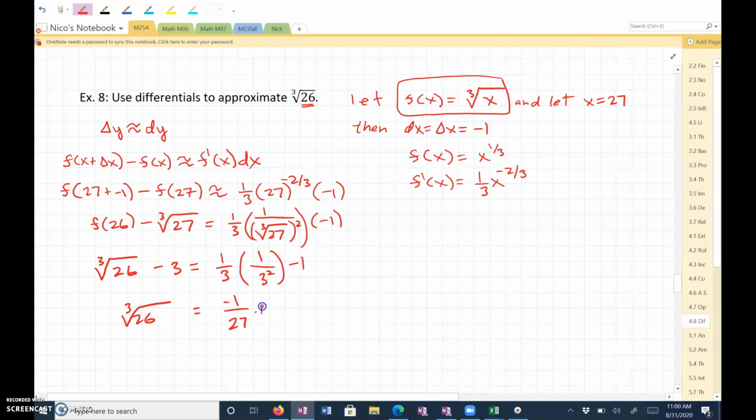I'm going to add 3 to both sides. So the cube root of 26 would be approximately equal to 2 and 26 over 27. Right. And that will be your answer.